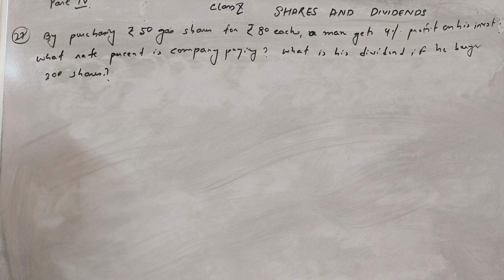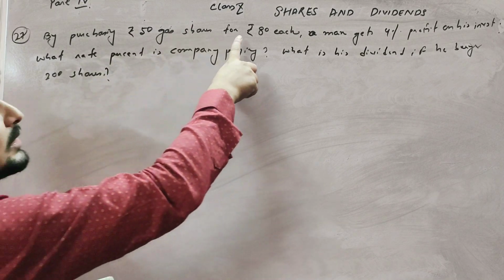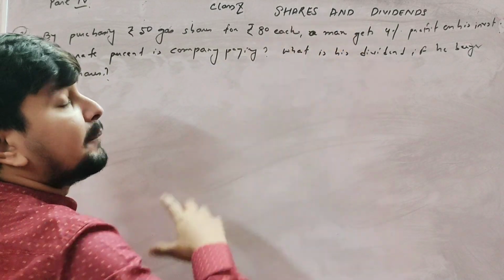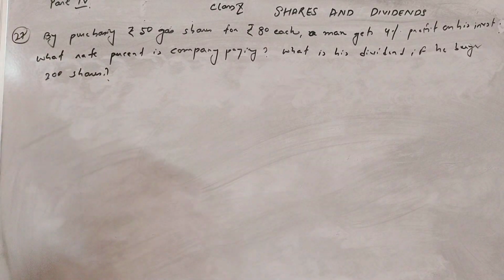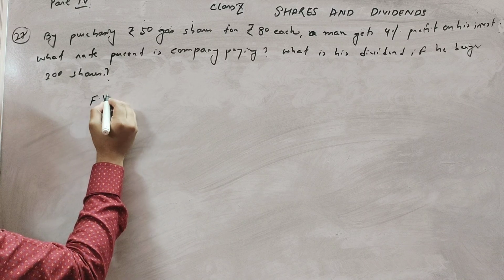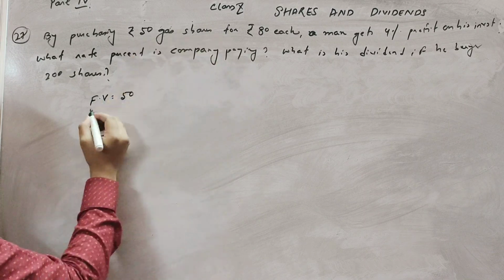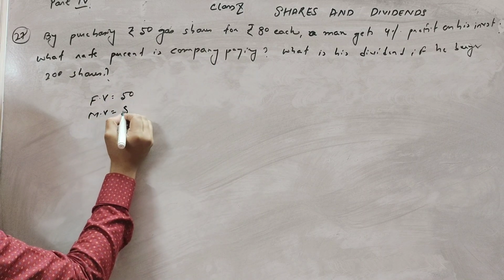So by purchasing rupees 50 gas shares for rupees 80 each, a man gets 4% profit on his investment. So in the first part of the question you see, face value is given as 50, market value is given as rupees 80.